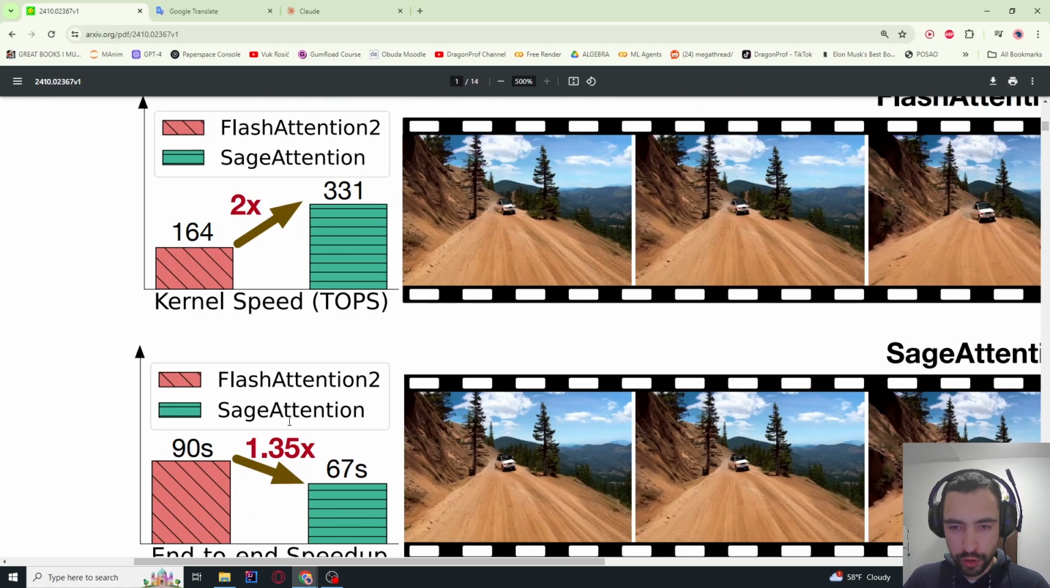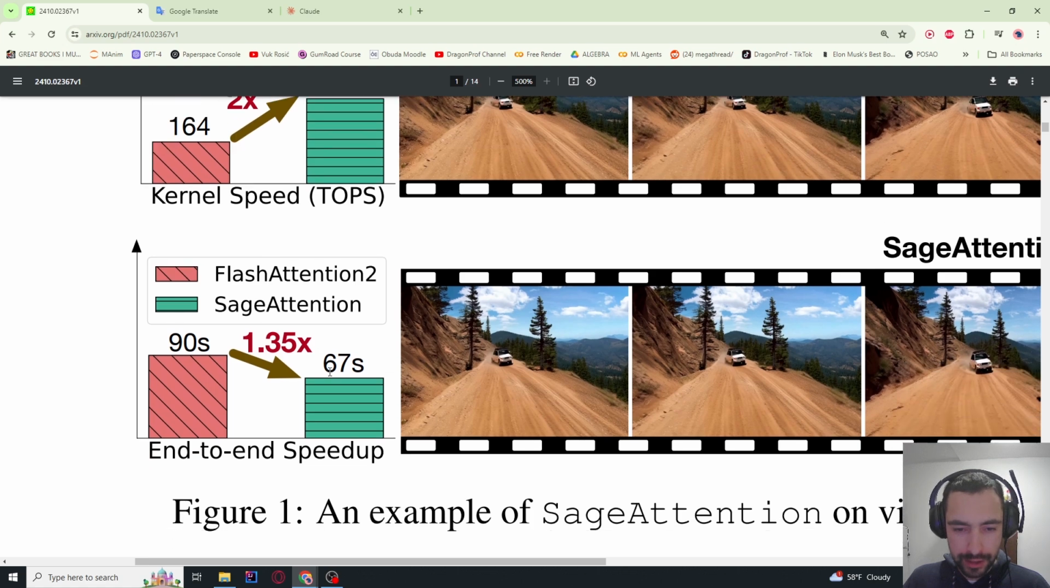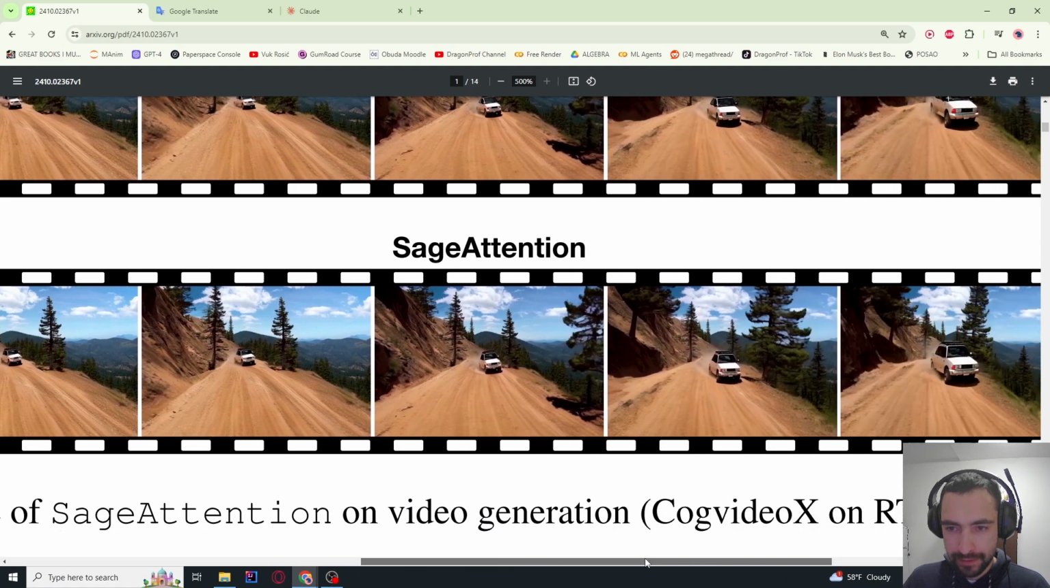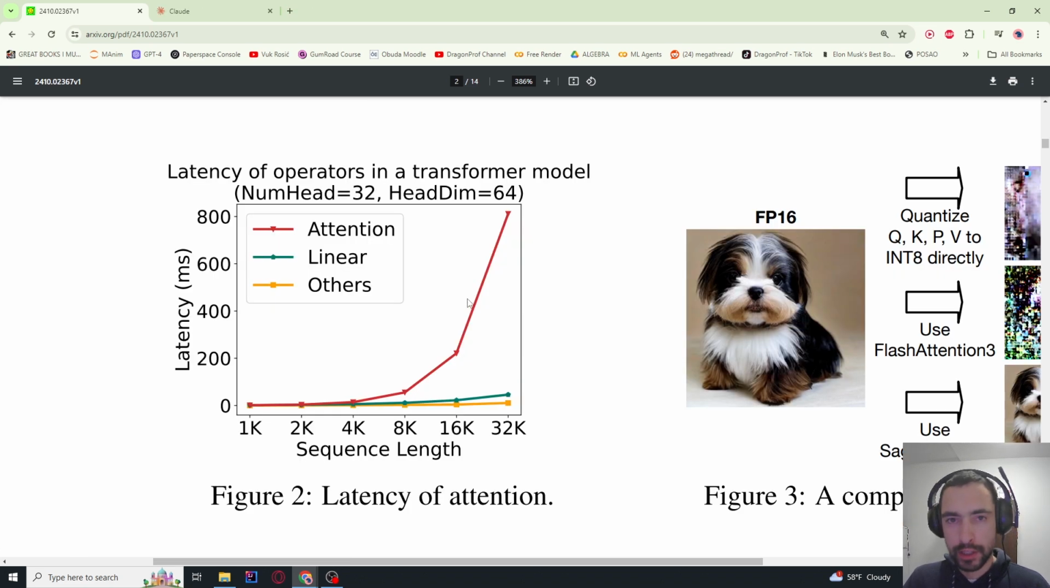I'm going to zoom in so you can see the pictures better here. So comparing FlashAttention 2 and SageAttention, their method, we get 2x kernel speed, and we also get 1.3x lower end-to-end time. I cannot notice any difference between these images. I think you cannot either. So as they explain, there is almost no difference. Let's take a look at these two other photos.